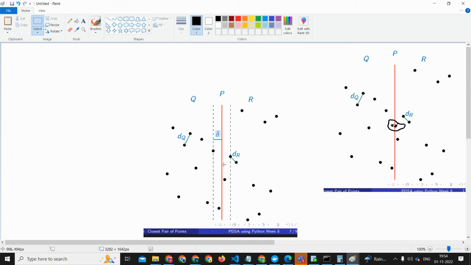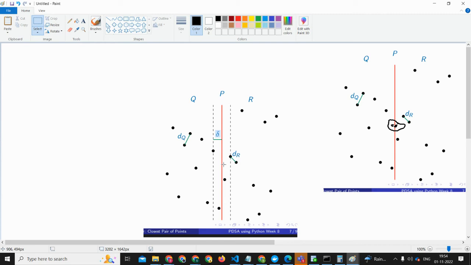Coming back to Mahi's point, delta is less than the minimum of both DQ and DR? No, it's not less than. We are searching for some points, like Afnan said, crossing this red line. DR is the smallest distance among DQ and DR. If you take that as a reference, we are trying to find the points within the delta, which will obviously be less than DR, right?